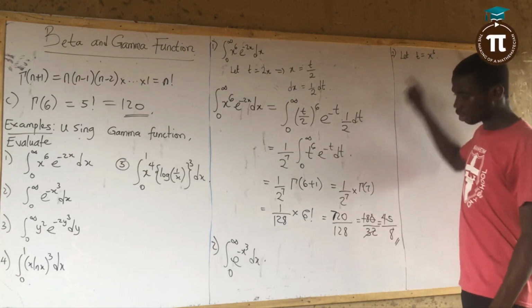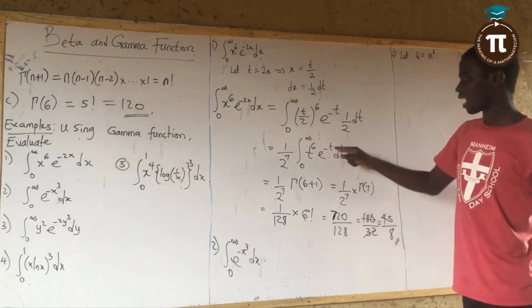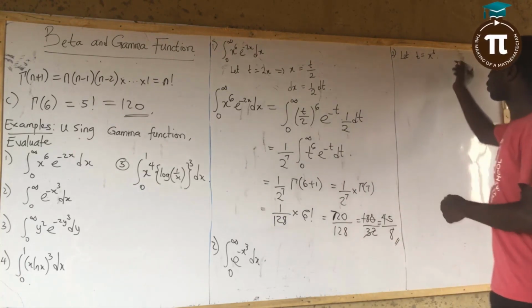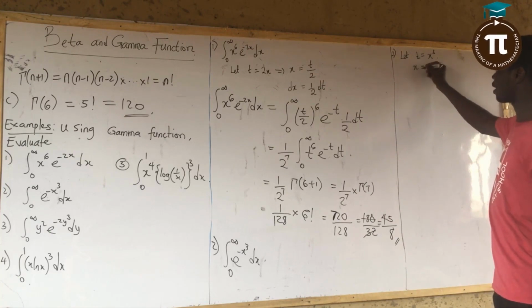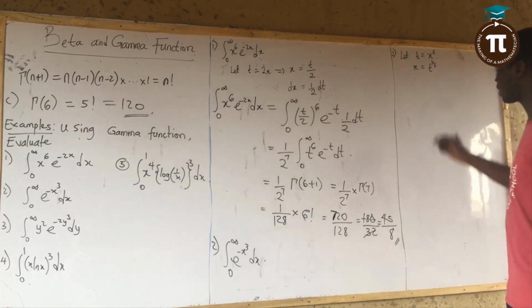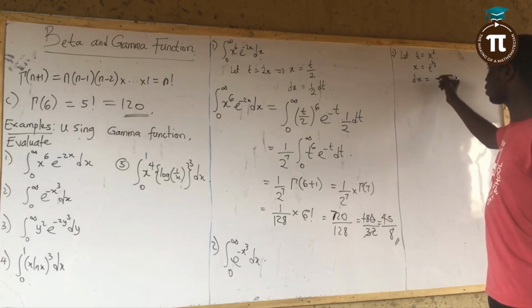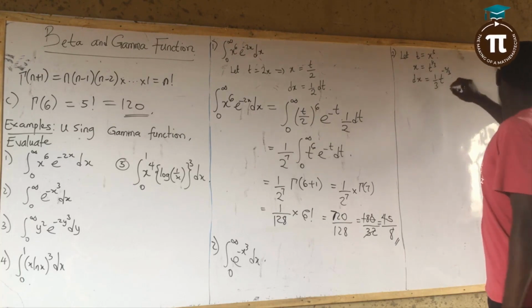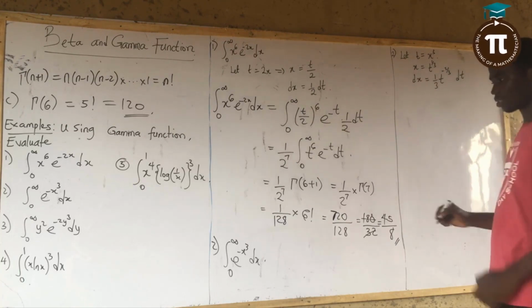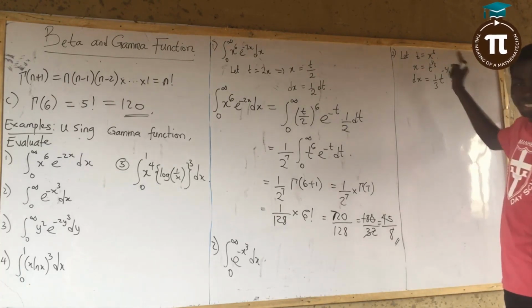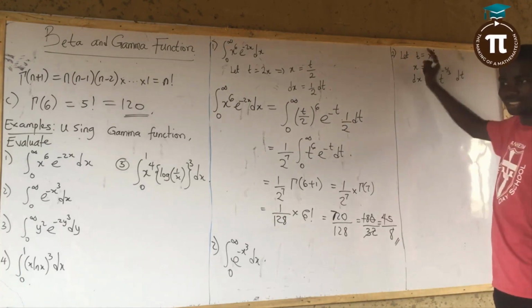So let t be equal to s raised to power 3. At least let it be of this form, right? So x will eventually become t raised to power 1 over 3. Differentiate: dx is equal to 1 over 3 t raised to power minus 2 over 3 dt. That's what we are going to have. When x is 0, t is 0. When x is infinity, t is also infinity.